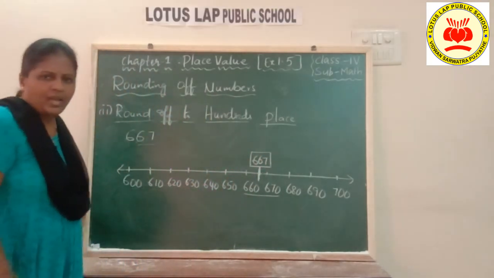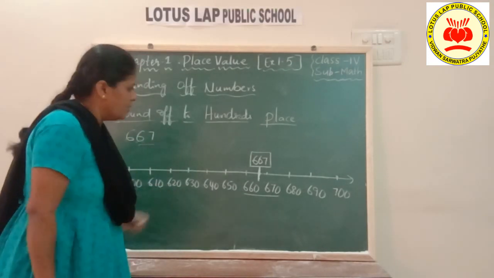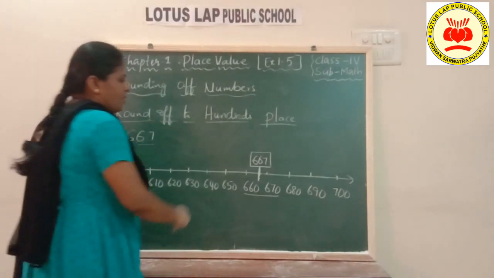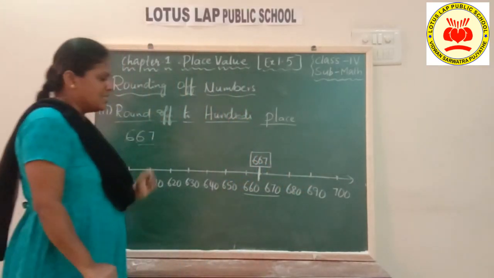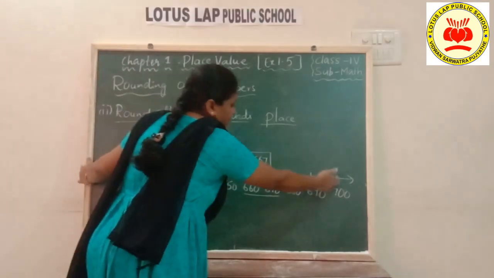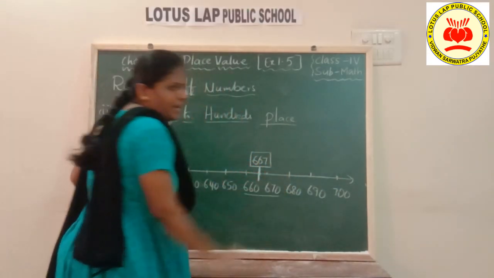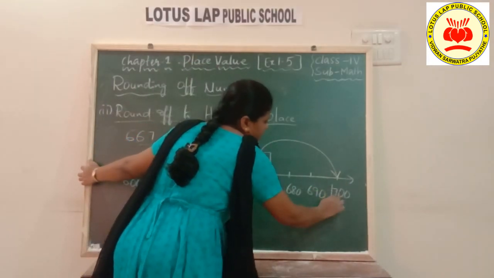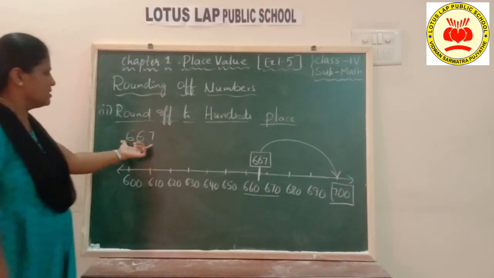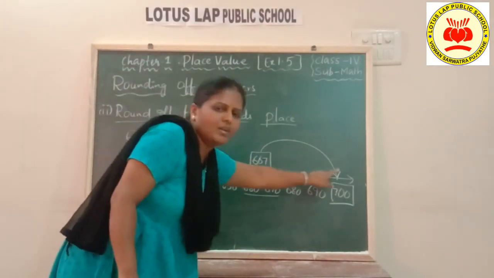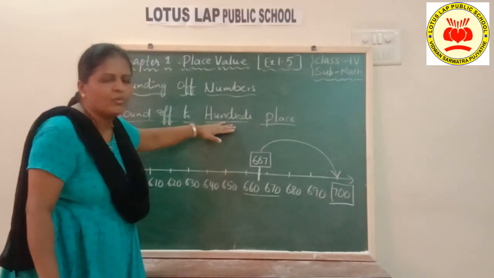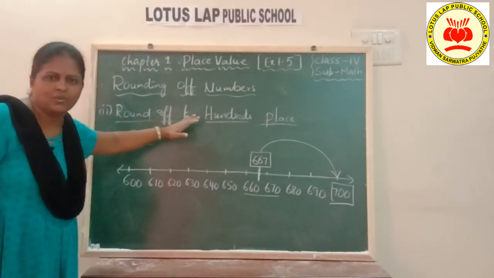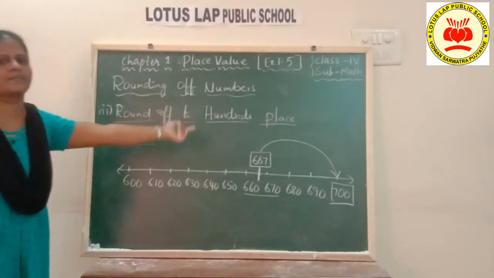Okay. Now, as I said in the earlier example, you just find out whether this number is closer to the left extreme or the right extreme. So this is closer to the right extreme. That is, it is closer to 700. So this number is rounded off to 700. So our number 667 is rounded off to 700. This is how you do it for hundreds place, children. I hope you have understood how to round it off to hundreds place.